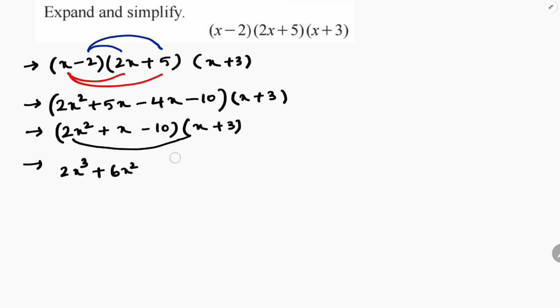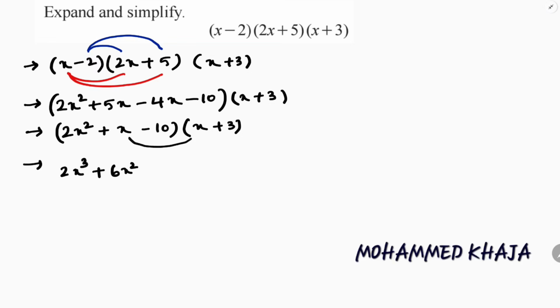Now I'll take x. I'll multiply for both. x into x is x square. x into 3 is 3x. Now the last, minus 10, I'll multiply for both. Minus 10 into x is minus 10x, minus into plus, minus 10 into 3, minus 30.